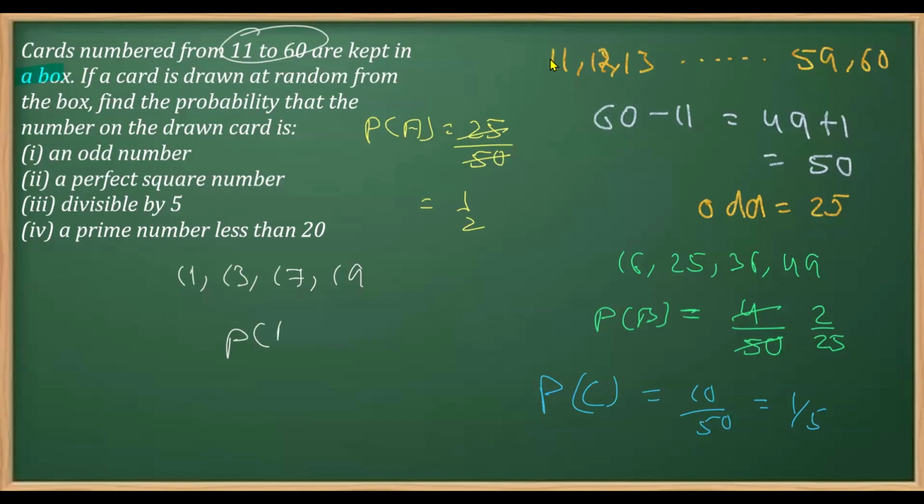So the required probability, let's say if I use P(D) over here, is 4 favorable observations out of 50. On reducing, we get 2 over 25. So we got the same answer for the fourth and second parts. Now, let's move to the next question.